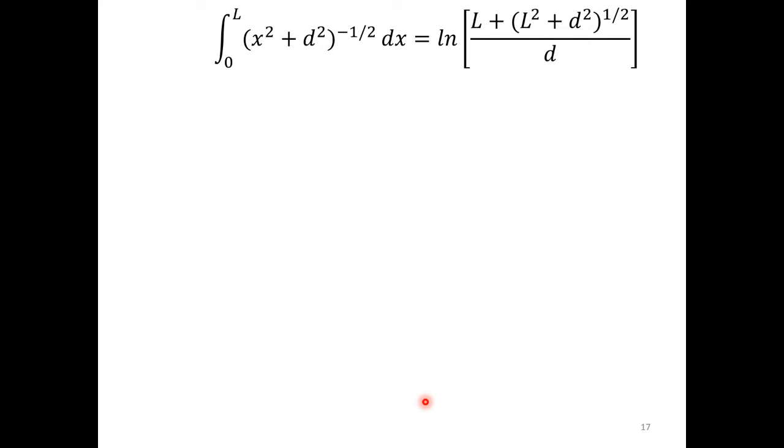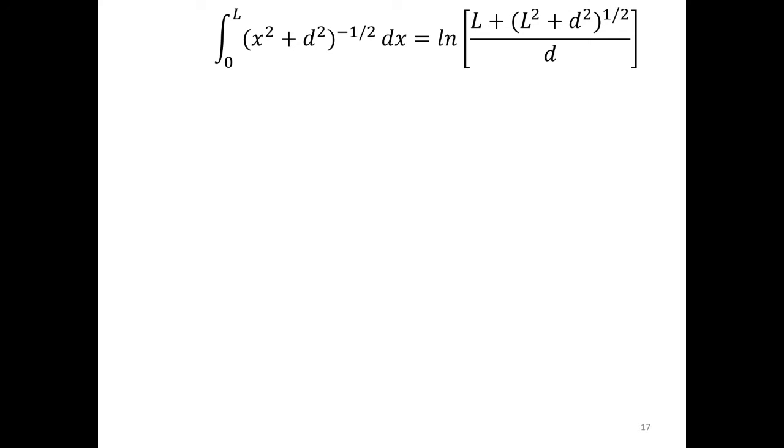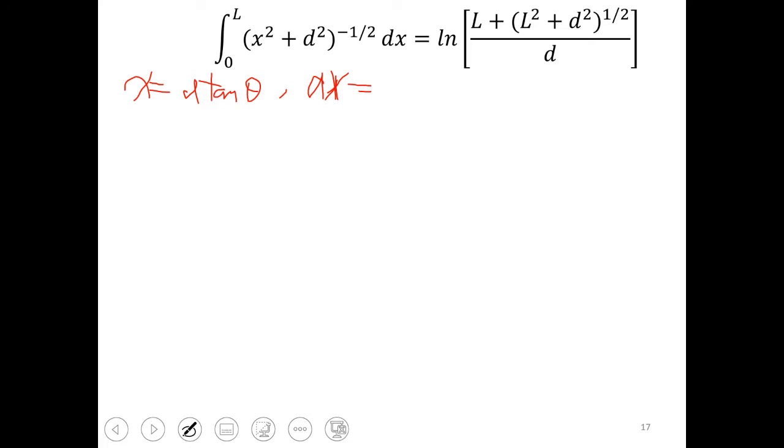Here we can do some simple calculation. We assume x to be d tangent theta. So we have dx equals d secant squared theta d theta, and then we can substitute it in.